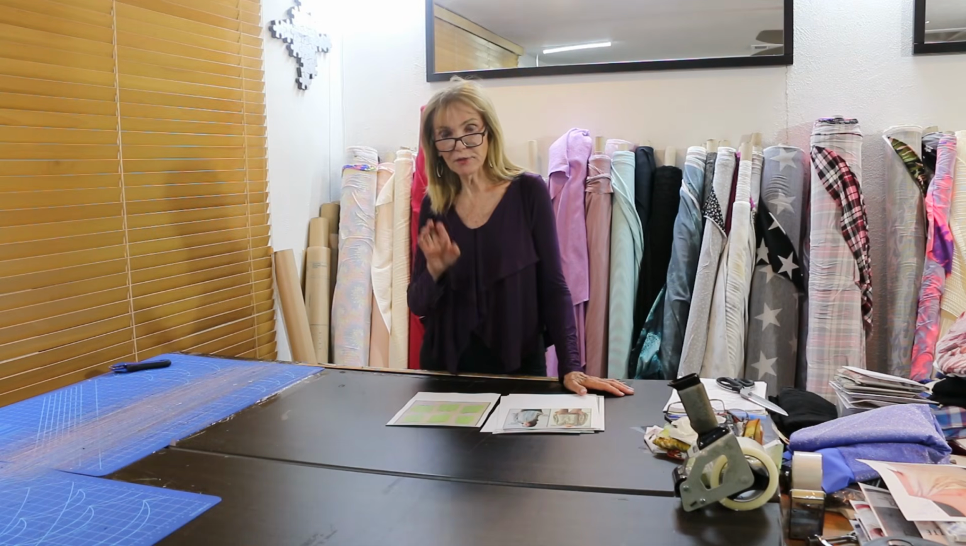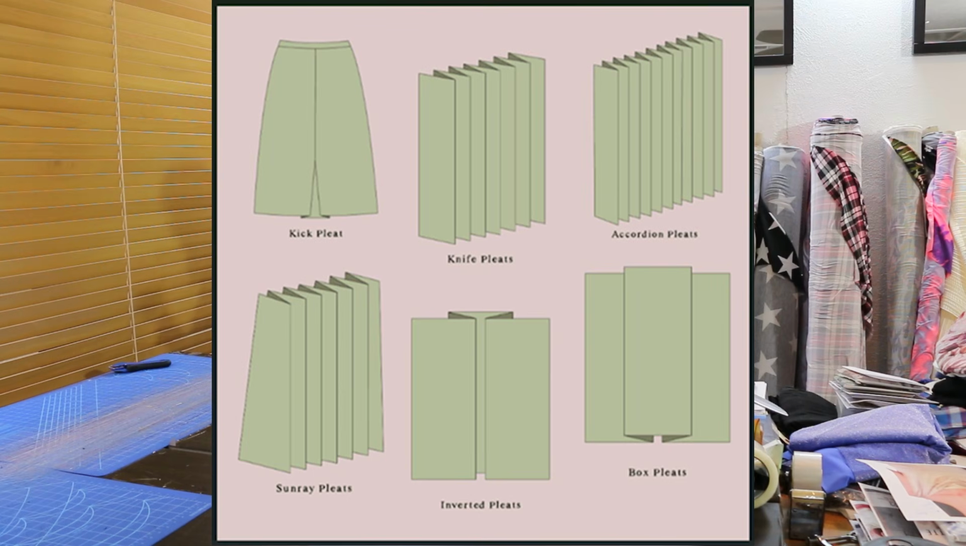Then finally, in this last picture, I just want to show you that gathers are gathers. There's no real name for them. There's no specification of them. Pleats are different. These are the various kinds of pleats you have: a kick pleat, knife pleat, accordion pleat, sunburst pleat, inverted pleat, and of course the box pleat.